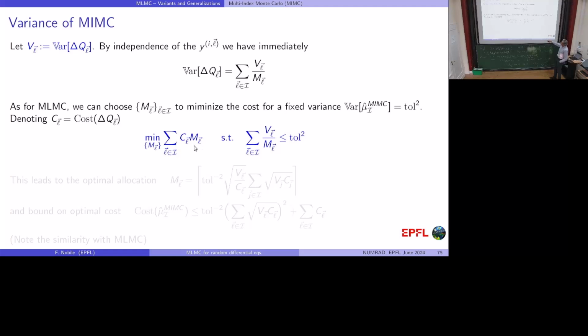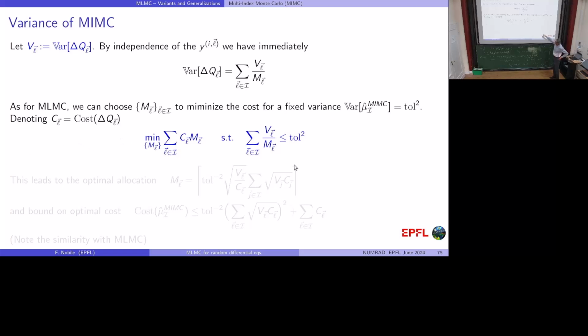So again, we try to minimize the overall cost, which will be the sum of the unit cost to calculate each one of those deltas times the sample size M_L, subject to the variance being smaller than tau squared. Okay? Sorry, this is just for the variance part. And then for the bias part, the bias will dictate the index set. So you have to take the index set so that the bias is also smaller than tau squared.